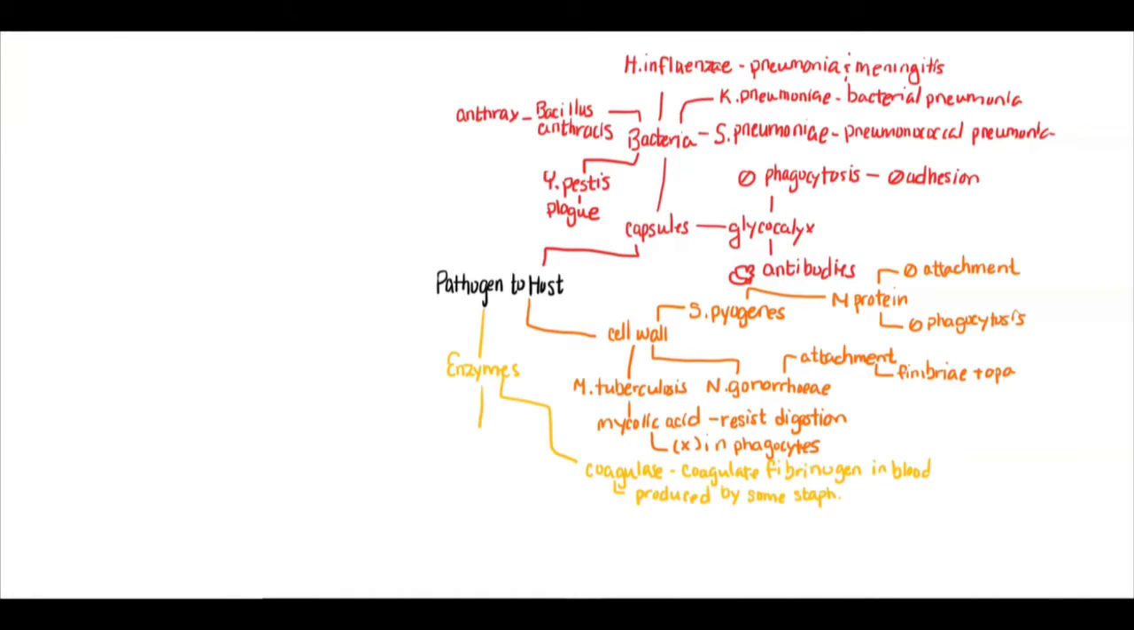A specific type of kinase is known as fibrinolysin or streptokinase, and they are produced by Streptococcus pyogenes. Another type is staphylokinase, and they are produced by Staphylococcus aureus.